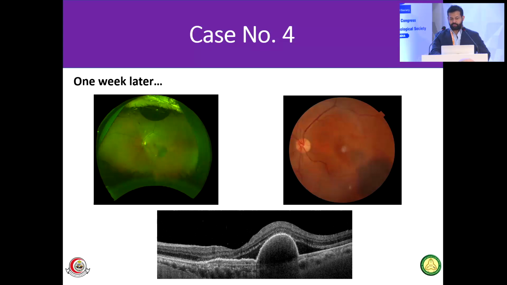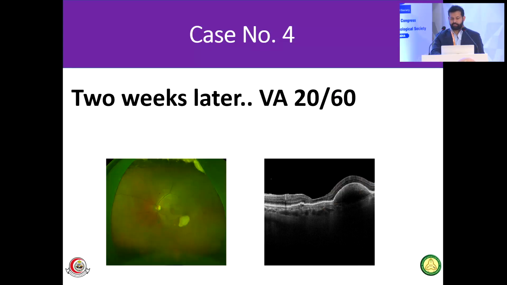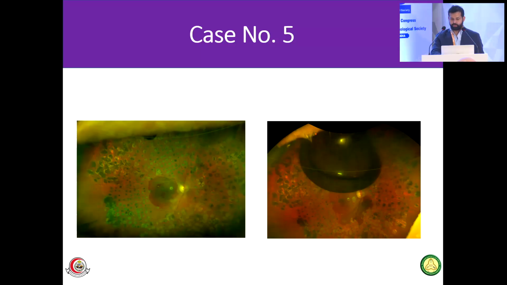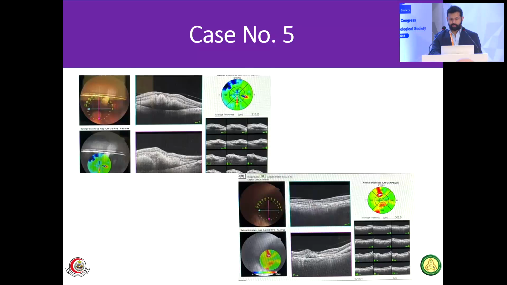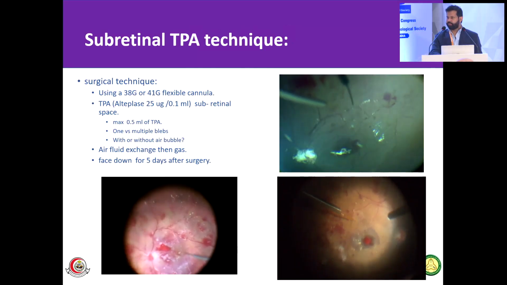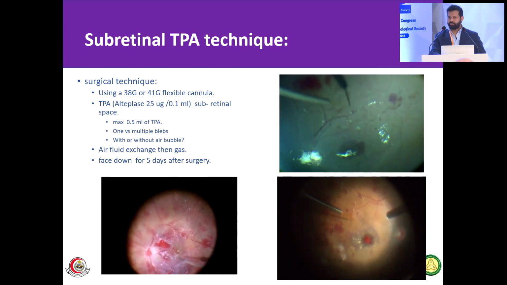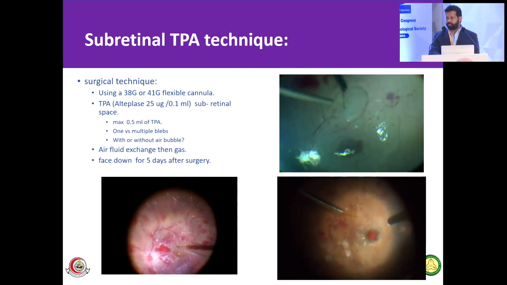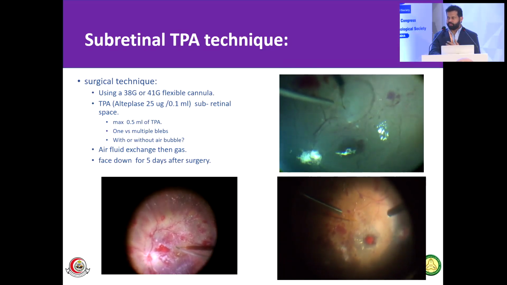So this is 1 week later, you can see the blood is displaced inferiorly. This is the same patient 2 weeks later, his visual acuity improved to 20/60. This is another diabetic patient with, again, submacular hemorrhage, who was injected with TBA, and this is the result. The subretinal TBA technique does not require a steep learning curve because you do have an elevated retina, so it's easy to inject.